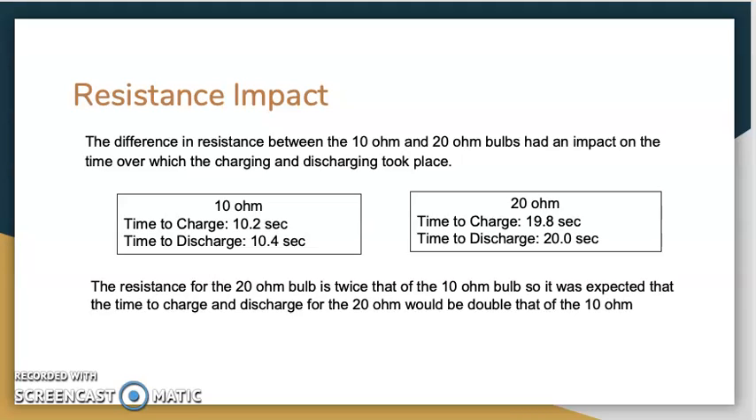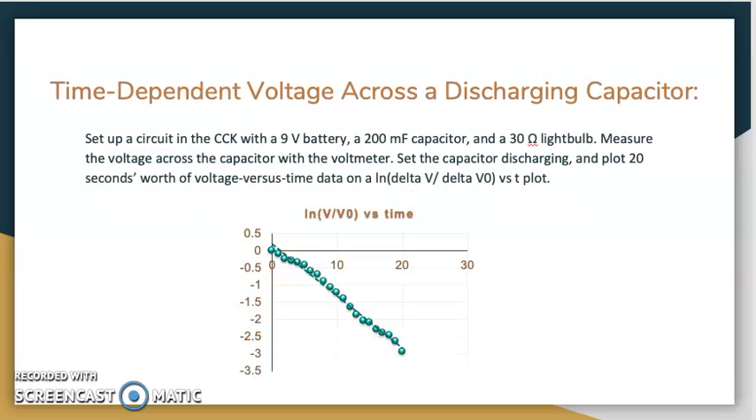For the 10 ohm bulb, it took about 10.2 seconds to charge and 10.4 seconds to discharge, and then 19.8 seconds for the 20 ohm to charge and 20 seconds for it to discharge. It makes sense that since the resistance is twice as much for the 20 ohm, the time it takes would also be twice as much for both charging and discharging.